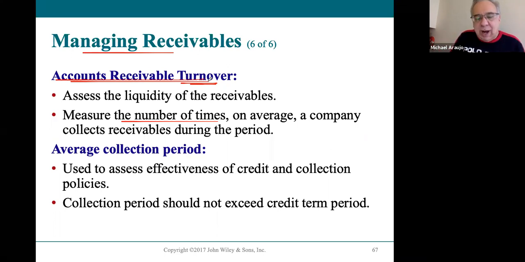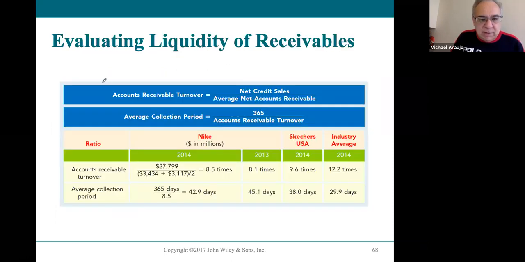Once we know how many times a year your receivables are turning over, you can actually find out the exact number of days, which is what the average collection period tells us. So let's go to the illustration here. Here is the accounts receivable turnover ratio. It's simply the credit sales divided by the average receivables, beginning and ending accounts receivable divided by 2 gives you the average. As you see, the information from Nike is presented in 2014.